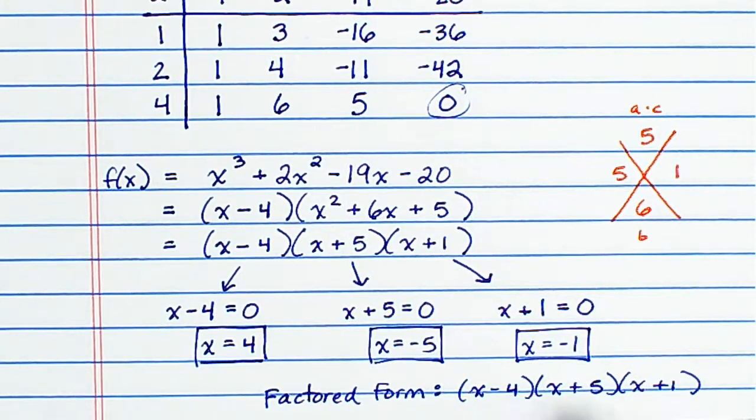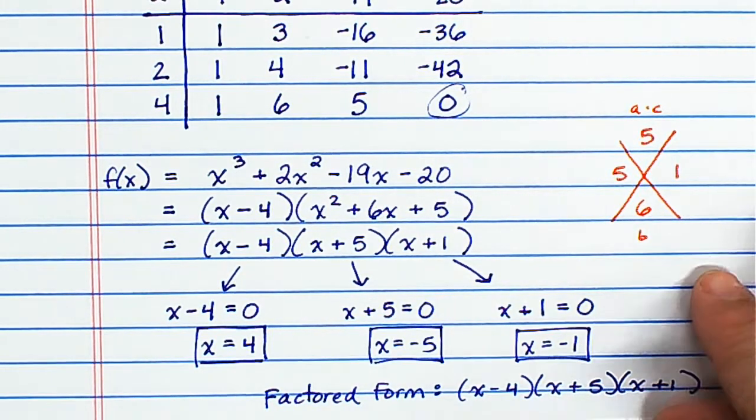And it does not matter which order these are in, as long as you have the proper binomials there. If the directions asked for both, then you would write this for the factored form and these three numbers for the solutions, also called zeros, also called roots. That's going back to Algebra 1 as well when we talked about quadratics. And that's how the rational zero theorem works, like that.